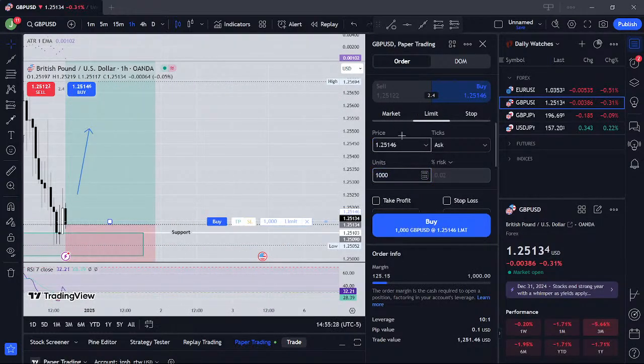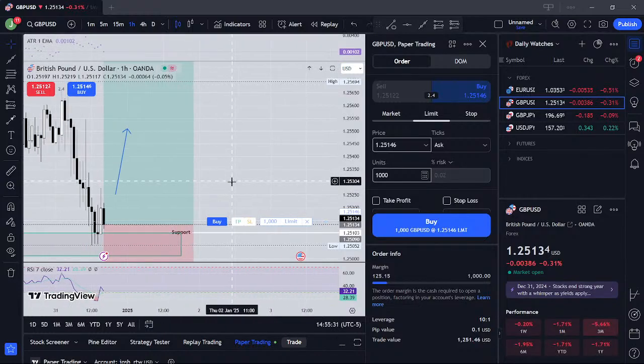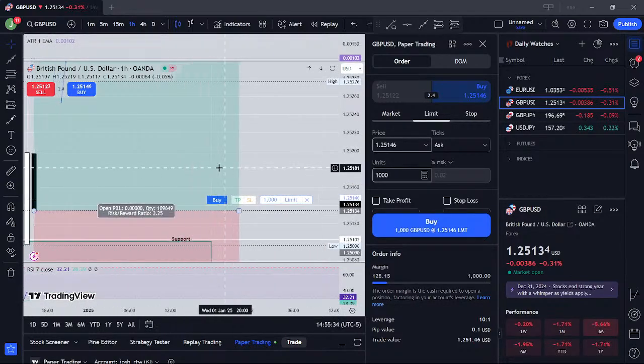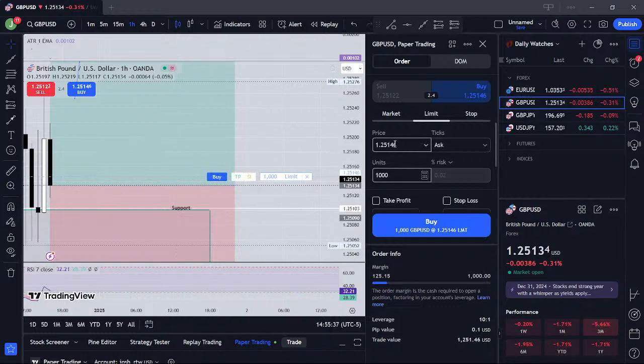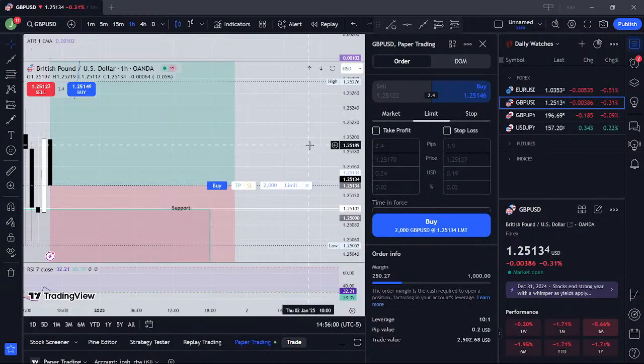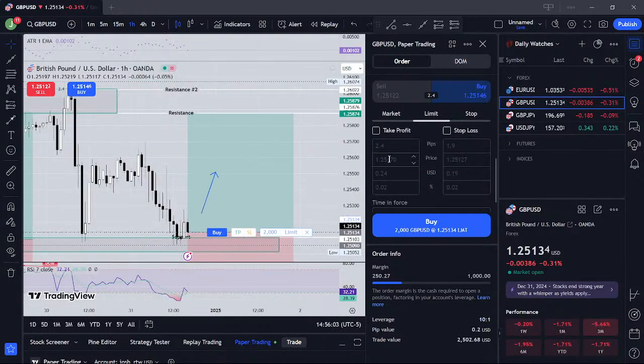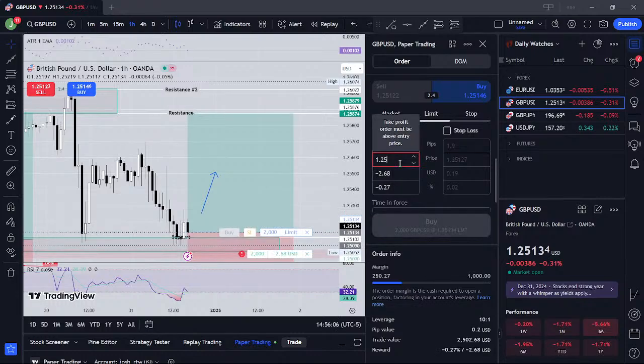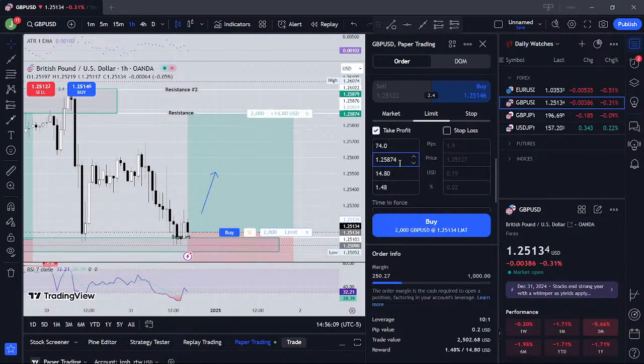I'm going to buy at 1, 3, 4. I'm going to risk 2 micro lots, so that's 2,000. Take profit is at 1, 2, 5, 8, 7, 4.